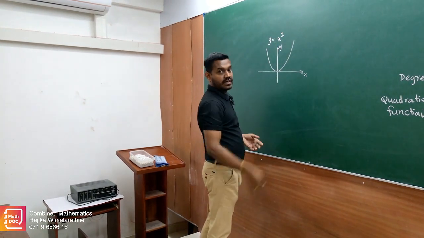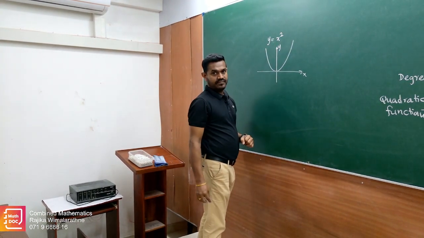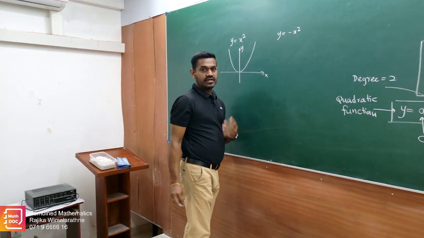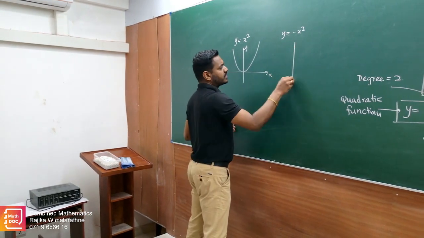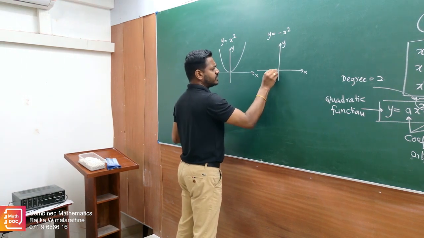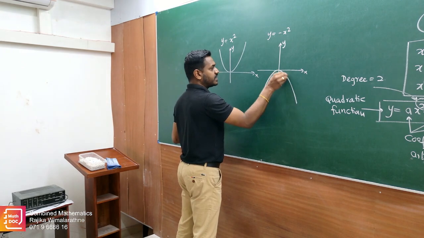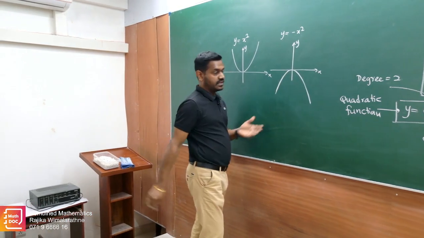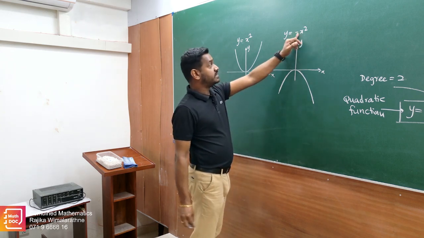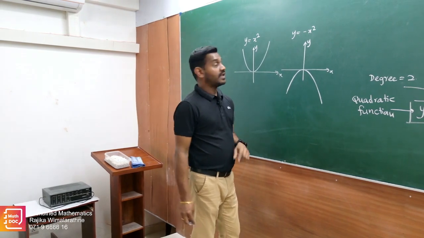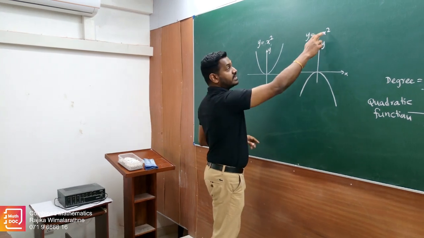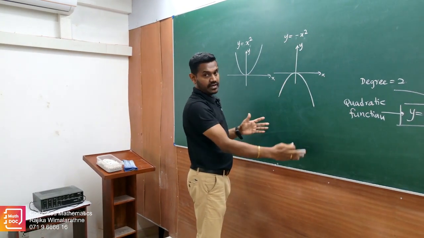Concave up, parabolic shape. So y equals minus x squared is also a quadratic type. Then here x, y, its graph is a parabolic shape, but that one is concave down, and here concave up. That happens with the sign of the leading term. If the leading term sign is positive, it is concave up. When the leading term sign is negative, it is concave down.